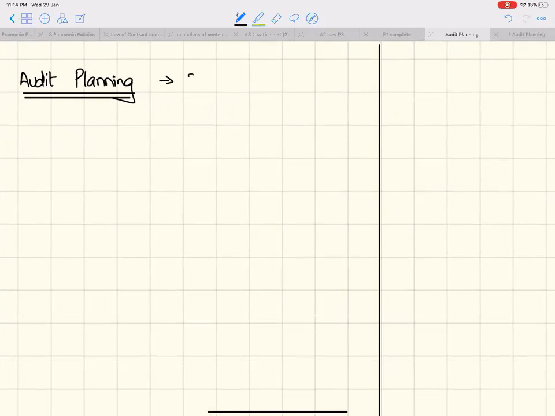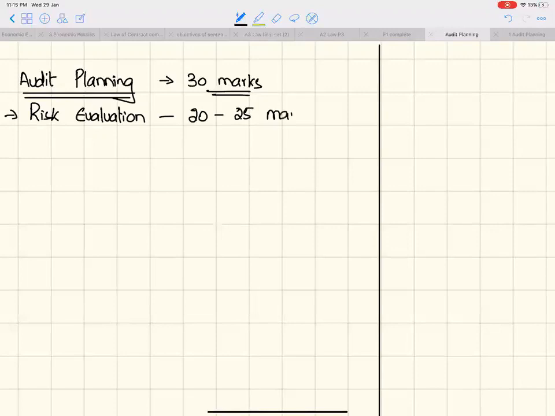Okay, now, when we talk about audit planning, we have 30 marks coming from this area in question number 1. And these are the confirmed marks. These are the marks which will come every time in examination. Okay, now in audit planning, we can have two types of question. One is risk evaluation, which can range from 20 marks to 25 marks. One portion is risk evaluation, which will range from 20 marks to 25 marks.